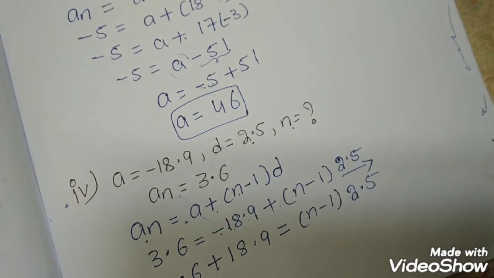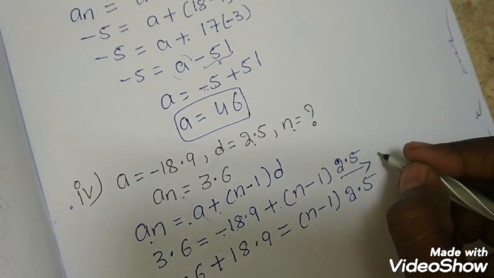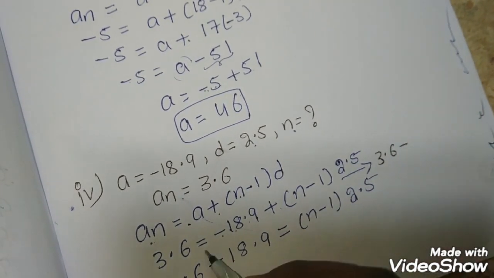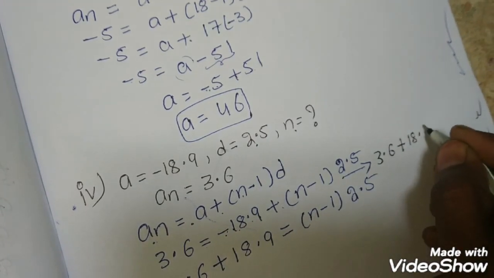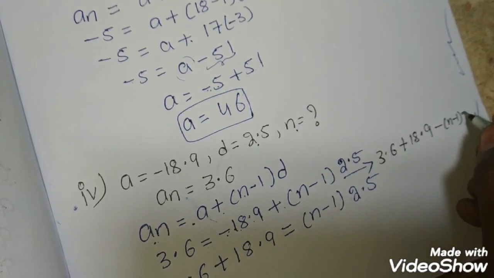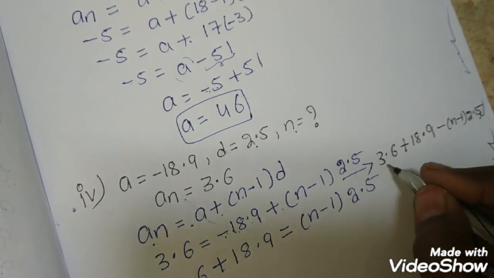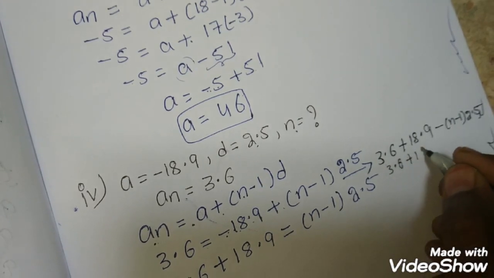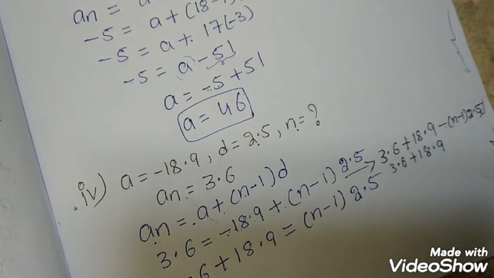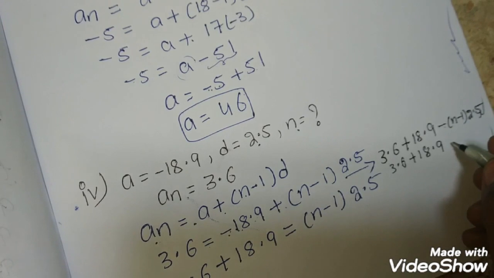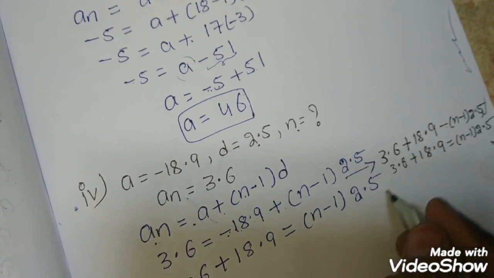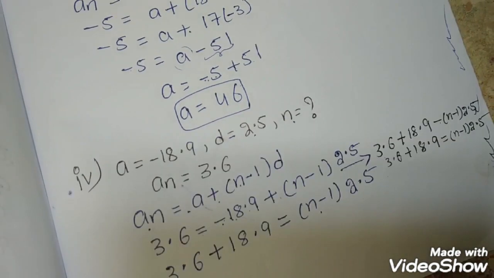I am writing here, just see once. Observe here. 3.6. I am multiplying with minus here. Minus into minus, plus 18.9, and minus into plus, minus n minus 1 into 2.5. And afterwards I am writing here 3.6 plus 18.9, and here minus is there, no? If we need to send it to the right side, then it will become plus. So is equal to n minus 1 into 2.5. Understand? So same process I am writing here. I hope you understand, guys.